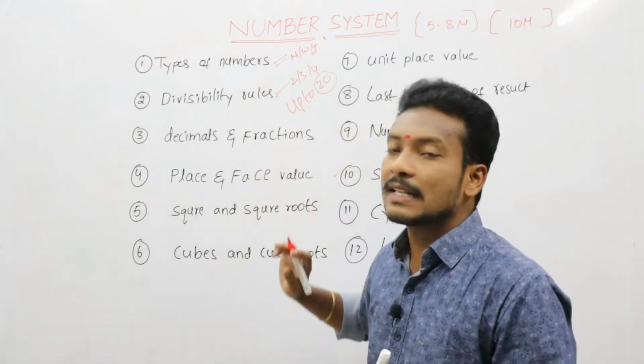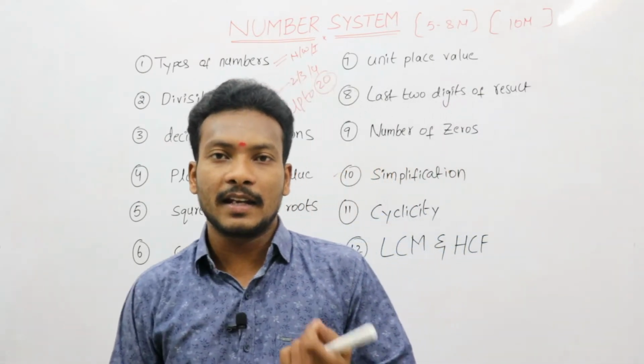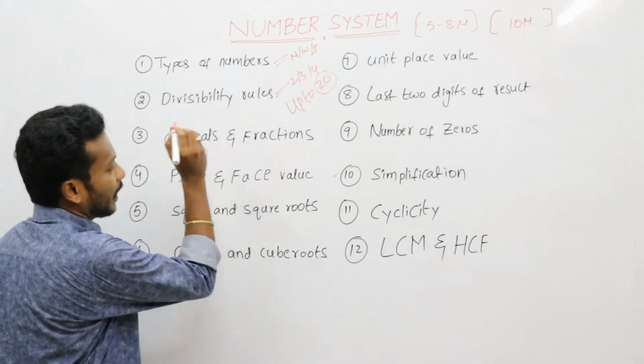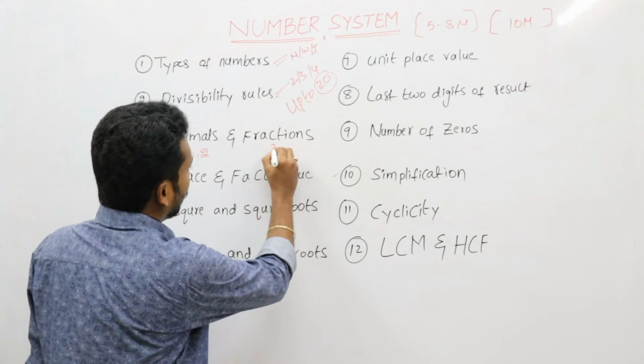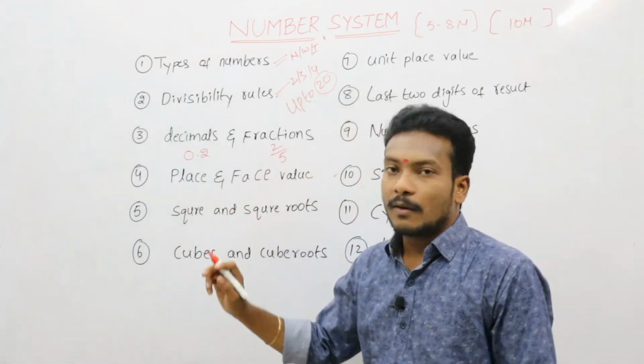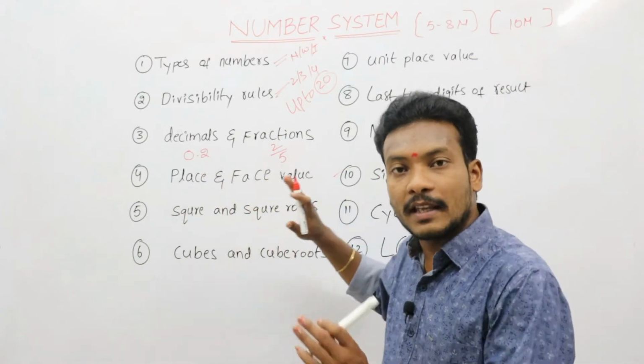Now move to decimals and fractions. Okay, what is a decimal, what is a fraction, one definition. What is a decimal? This one, 0.2, is a decimal and 2 by 5 is a fraction. What is the difference between a decimal and a fraction? We are discussing it in this chapter.